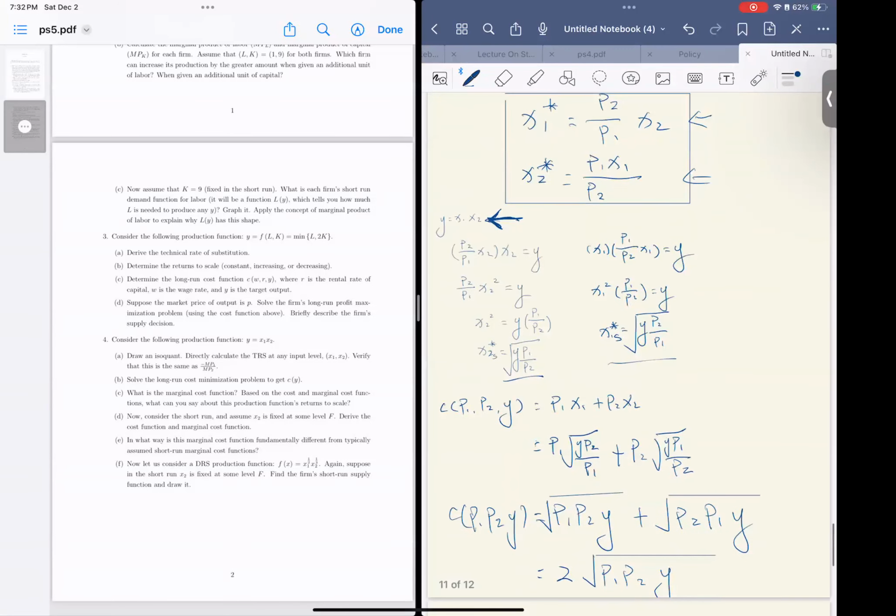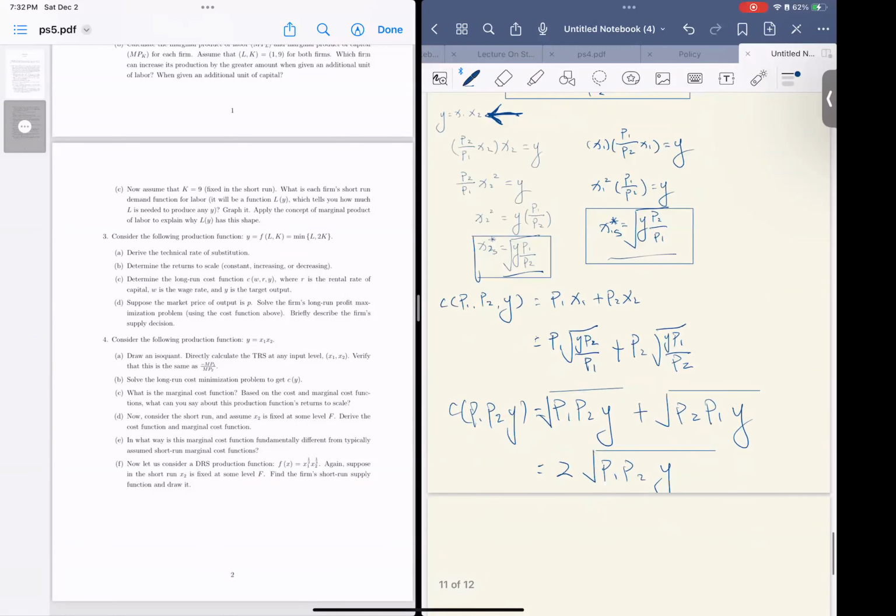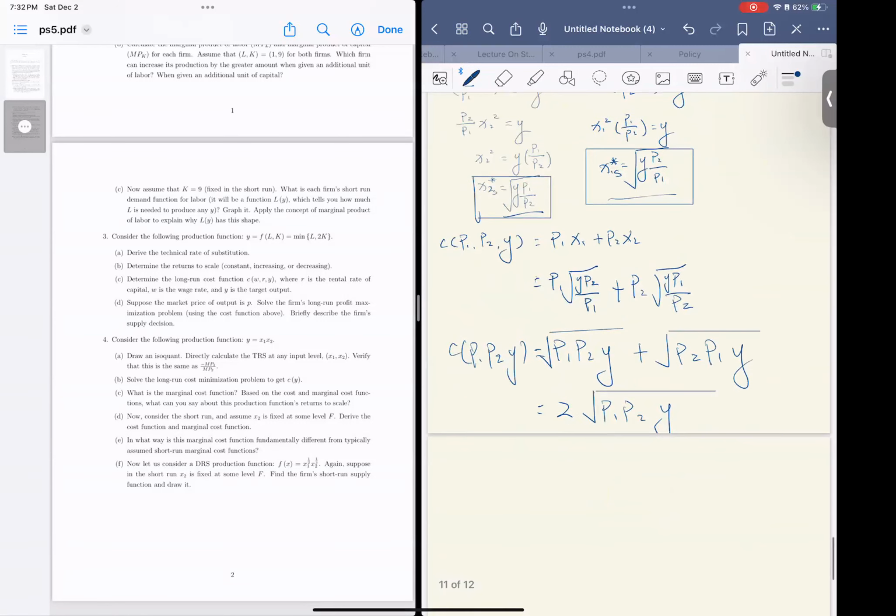And then we found these two terms, X1 and X2, in terms of the total production and the price ratio, P2 over P1 or P1 over P2. And when we find that, we can get our total cost function, which is 2 square root of P1 P2 Y. Okay. Any question on that?